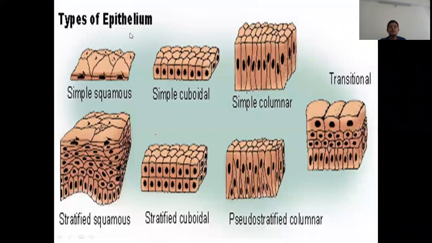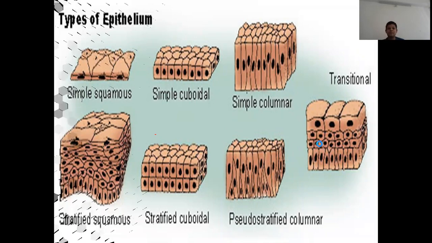These are some of the types of epithelium. You can clearly see different types. There is simple squamous, there is simple cuboidal, which is shaped like a cuboid, simple columnar, which is shaped like columns. Then there is transitional, pseudostratified columnar, stratified cuboidal and stratified squamous. These are some of the types of epithelium.